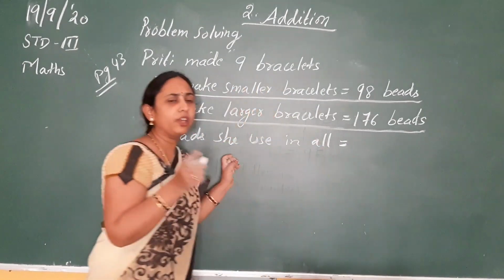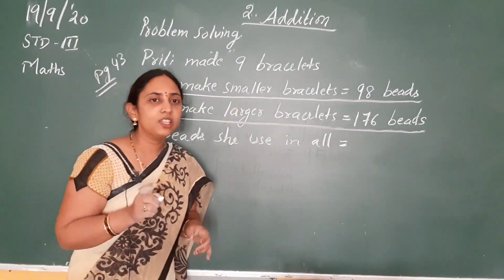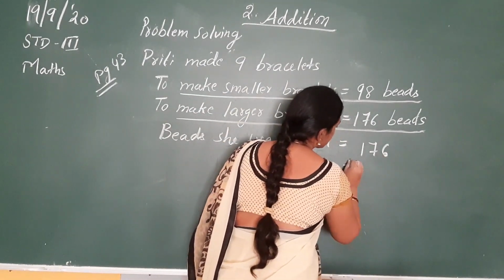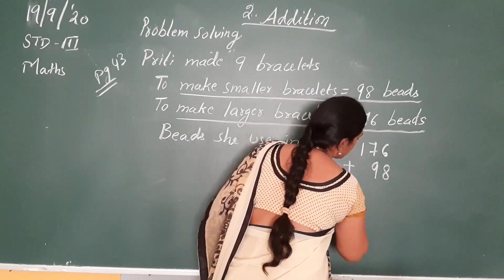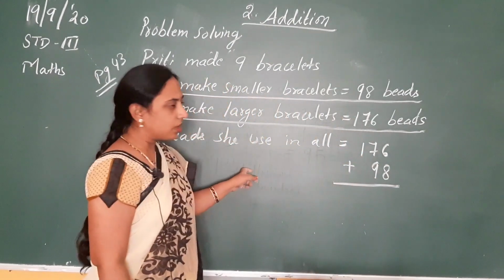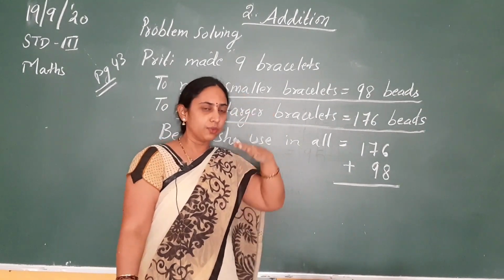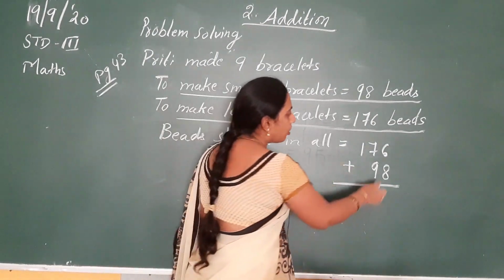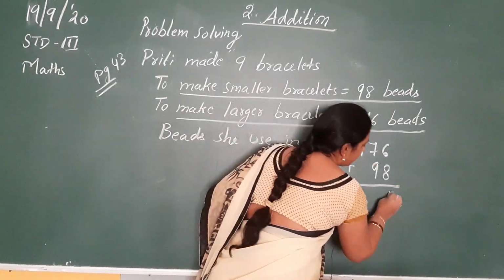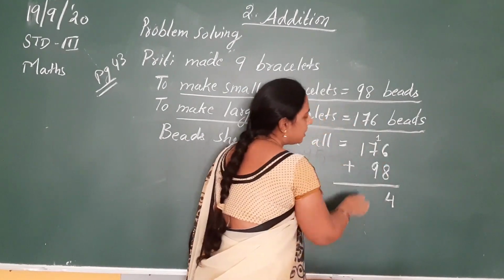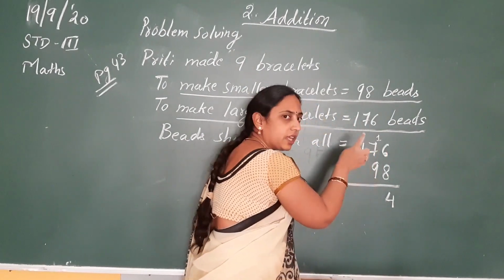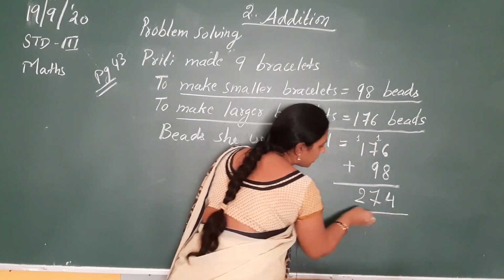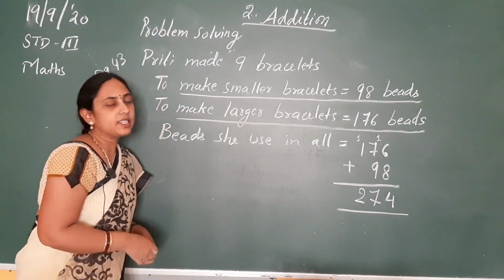So just like I told you, whenever we have the word "all" we will always go with addition, right? Now 176 plus 98. So we should always arrange them like this, okay. In the number of digits, if 4 digits are there, we should take 4 digits, then 3, then 2, like that. Now 6 plus 8, 14. We will put 4 here, 1 here. Then 7 plus 1, 8. 9 plus 8, 17. 7 here, 1 here. 1 plus 1, 2. So in total she has made 274 beads.